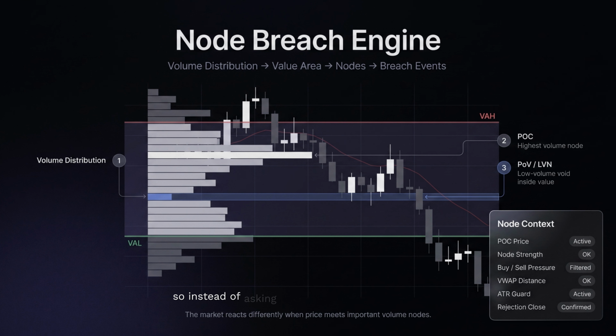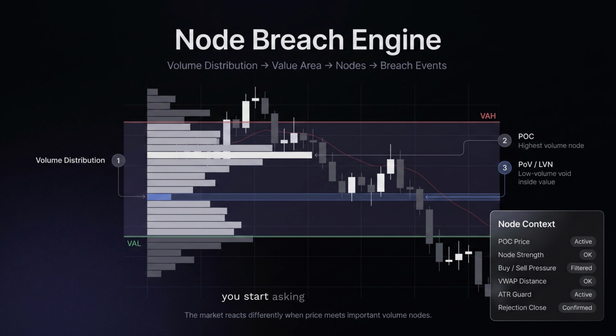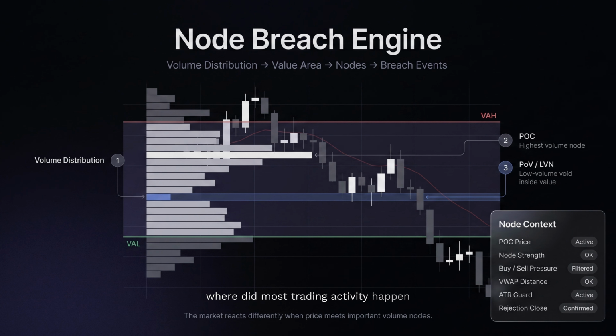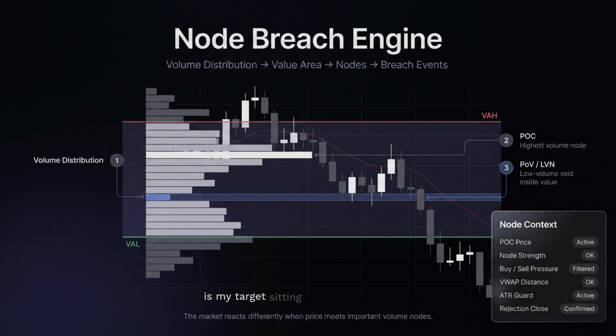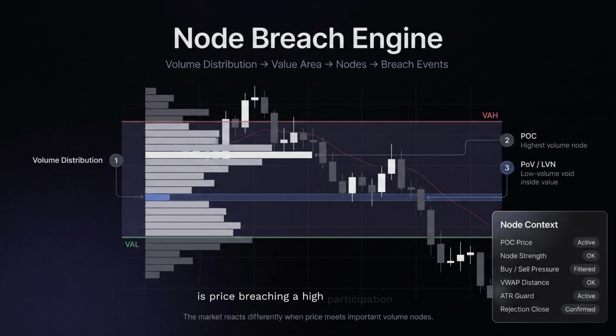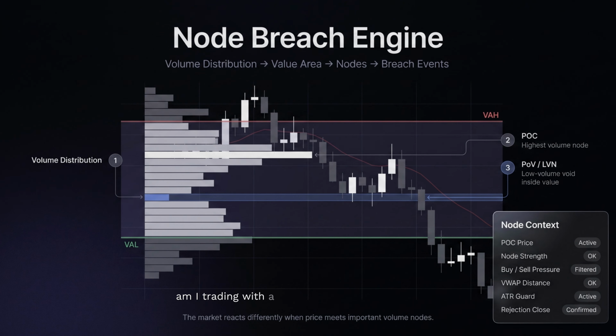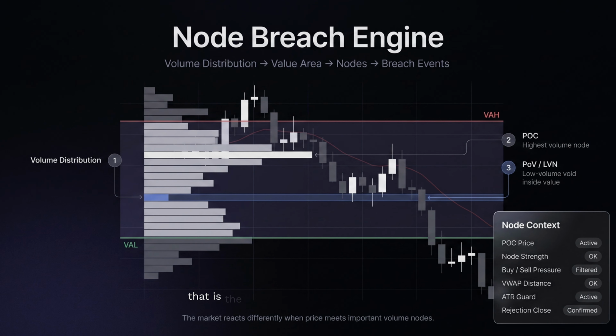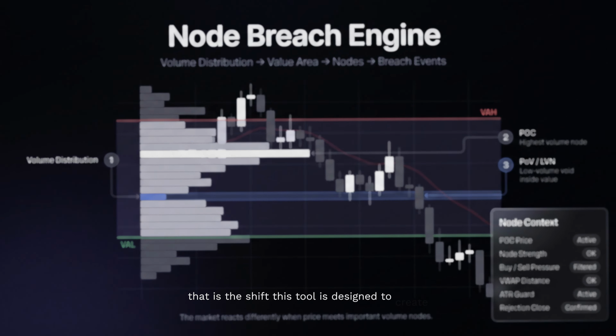So instead of asking, is this candle bullish or bearish, you start asking better questions. Where did most trading activity happen? Where is price likely to react? Is my target sitting behind a major node? Is price breaching a high participation area or rejecting from it? Am I trading with a trend context or directly into it? That is the shift this tool is designed to create.